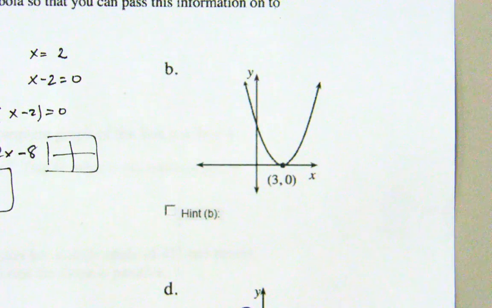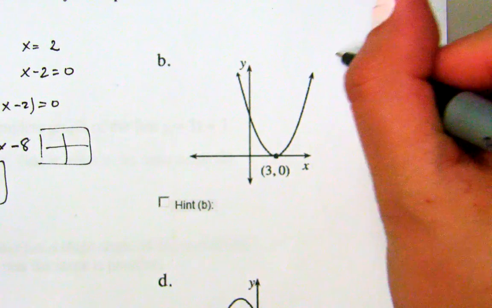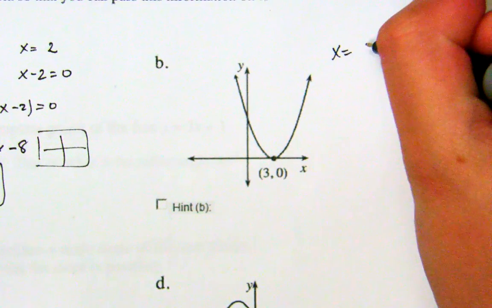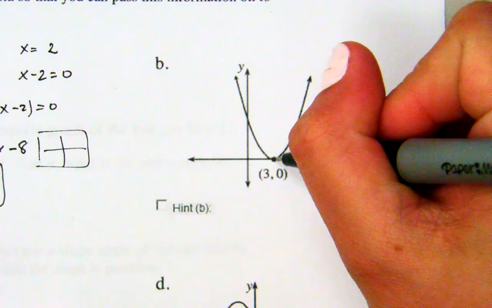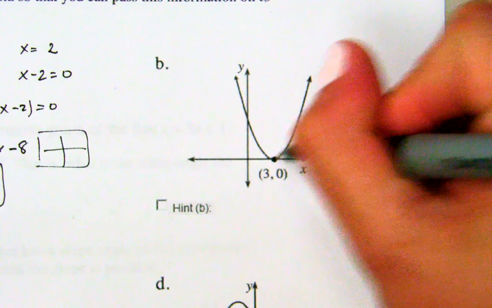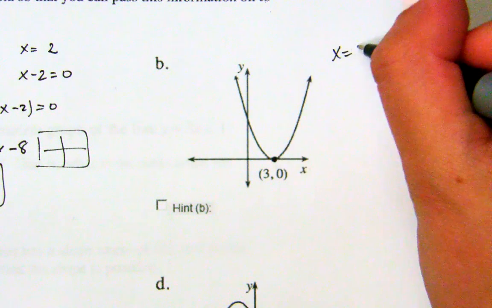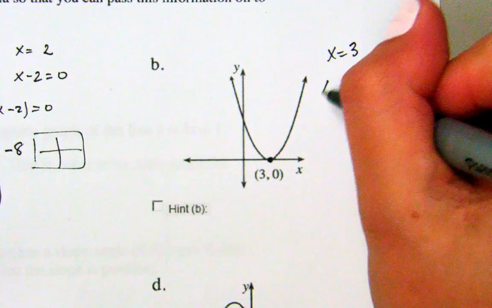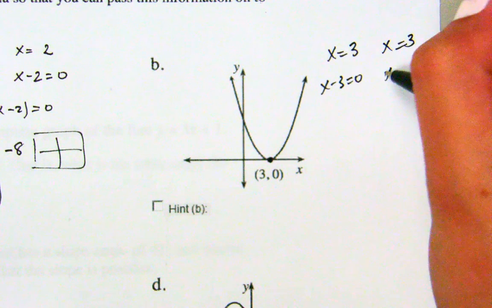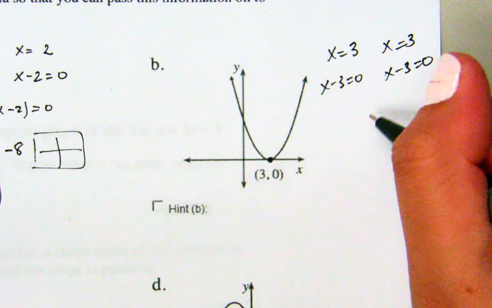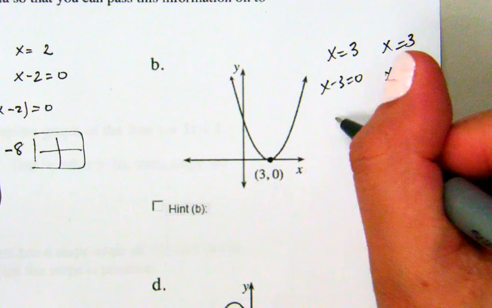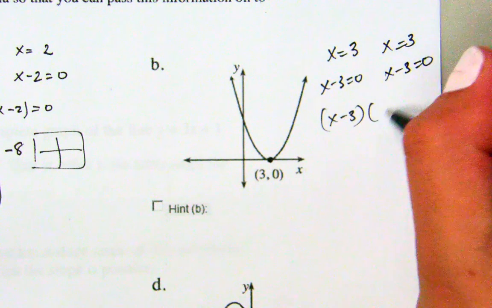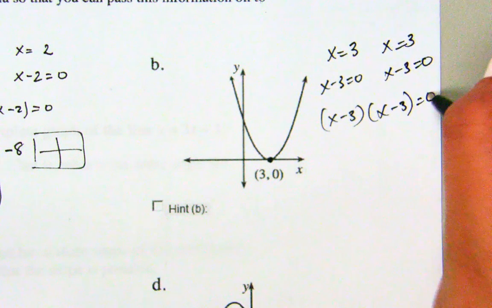All right, part B. You can't actually see it, but part B still has two x-intercepts. It's just they're both sitting on top of each other. So this is x equals 3 and x equals 3. And we have x minus 3 equals 0, x minus 3 equals 0. So that means we have x minus 3 times x minus 3 equals 0.